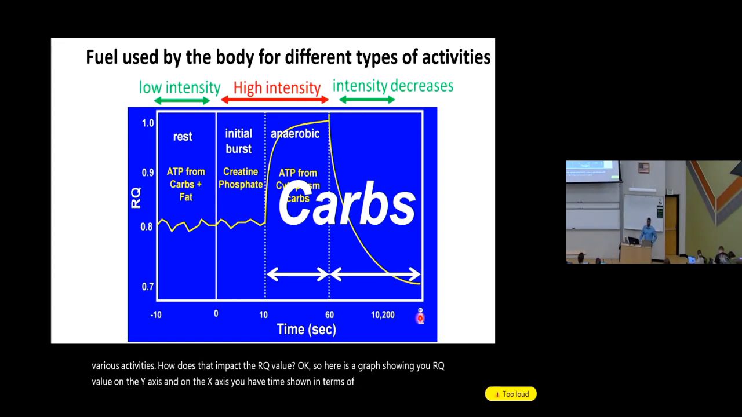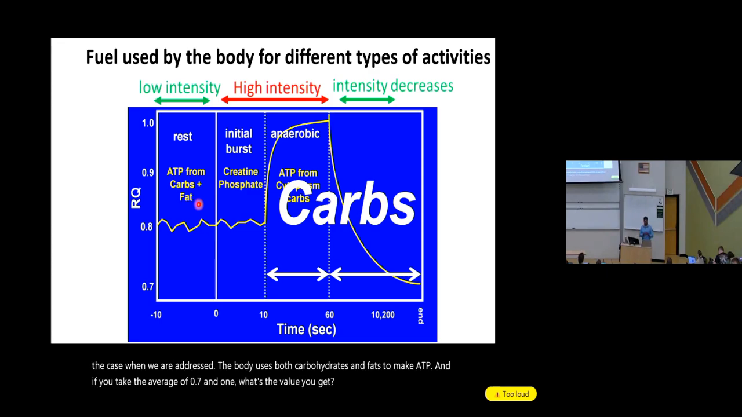Okay, and so when a person is at rest, as all of us are, we see that the RQ value is going to be around 0.8. You may see this value 0.8 and think, okay, when we are at rest, are we using proteins? Because I told you 0.8 is the RQ value for proteins, but that's not the case. When we are at rest, the body uses both carbohydrates and fats to make ATP. And if you take the average of 0.7 and 1, what's the value you get?